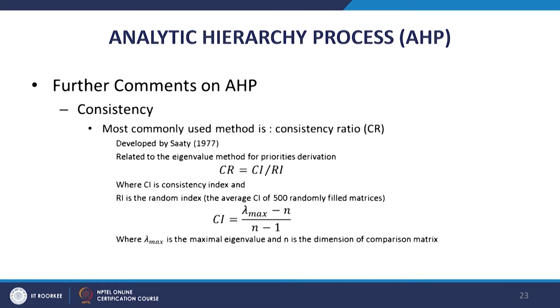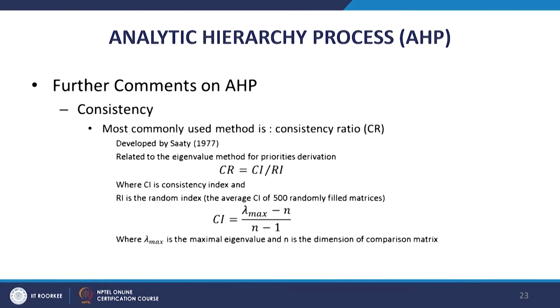This consistency ratio CR can be defined as CI divided by RI, where CI is the consistency index. How is this index derived? This aspect is also related to the eigenvalue method. You can see the formula for CI: CI is lambda max minus n divided by n minus 1, where lambda max is the maximum eigenvalue and n is the dimension of the comparison matrix. The other component is RI, the random index. As we talked about in the previous lecture, the average CI of 500 randomly filled matrices is taken and we get the random index.